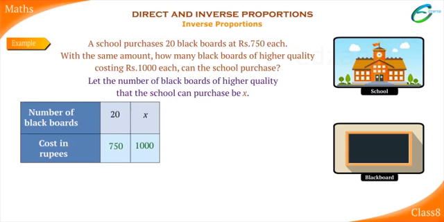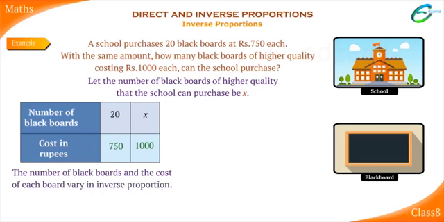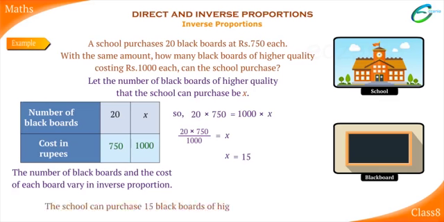With the cost of one blackboard going up, the number of blackboards that the school can buy will go down. So the number of blackboards and the cost of each board vary in inverse proportion. We thus find the answer using the relation of inverse proportion as shown here. Thus, the school can purchase 15 blackboards of higher quality with rupees 1,000.